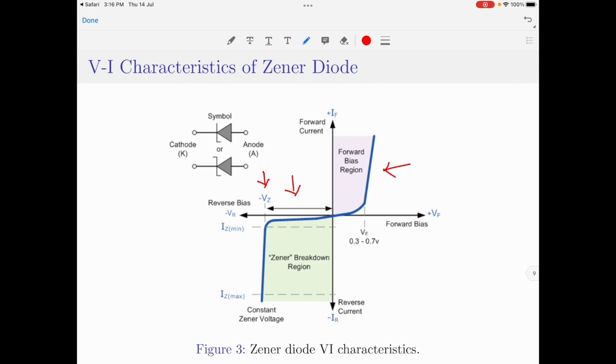So, when the applied reverse voltage becomes equal to the reverse breakdown voltage, the Zener breakdown will occur and there will be a sudden increase in the current, as shown in this region of the curve. Once this reverse breakdown voltage is reached, the voltage across the diode is now equal to Vz, and this voltage remains constant even if you continue to increase the reverse applied voltage.